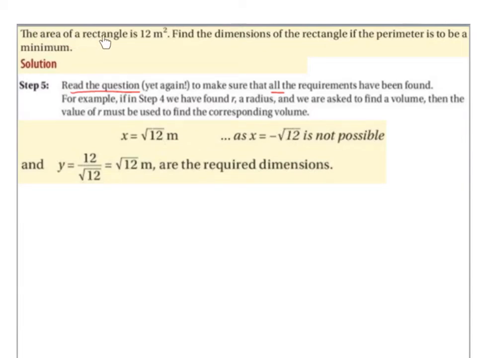The area of the rectangle is 12 meters squared. Find the dimensions of the rectangle if the perimeter is to be a minimum. We got x equals root 12 meters. So y is going to be 12 divided by x, which is 12 divided by root 12, which is root 12 meters. So root 12 meters and root 12 meters are the required dimensions. The width is root 12 meters and the length is root 12 meters.